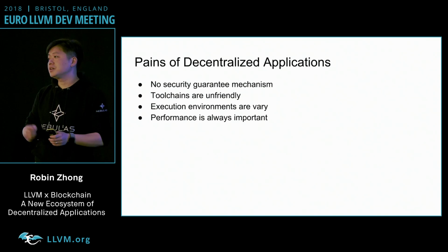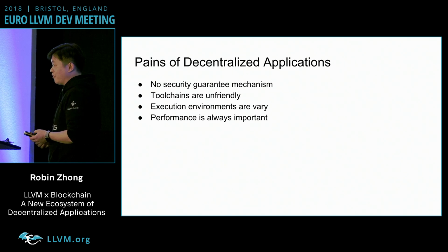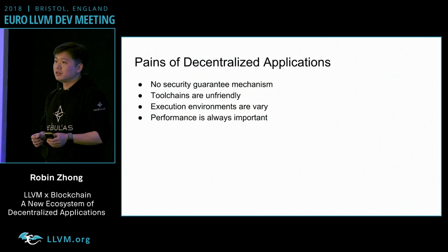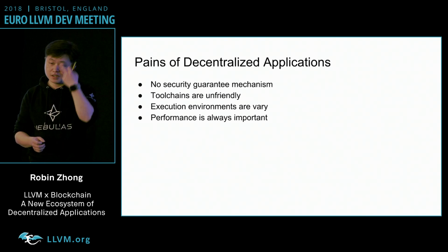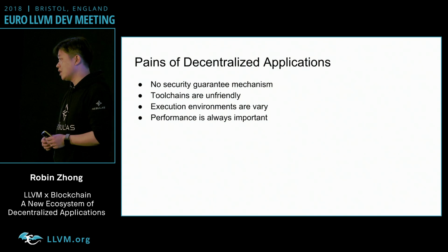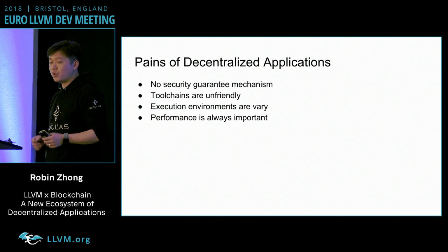And another is about the developer, about the toolchain. For example, Ethereum created their own language for smart contracts named Solidity. It's a subset of JavaScript. And for the developer, they need to learn a new language.